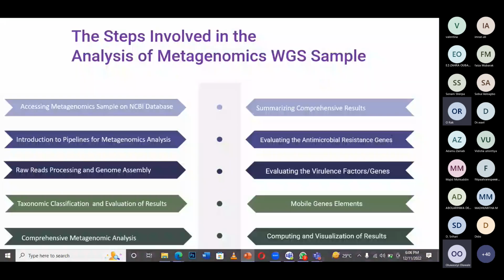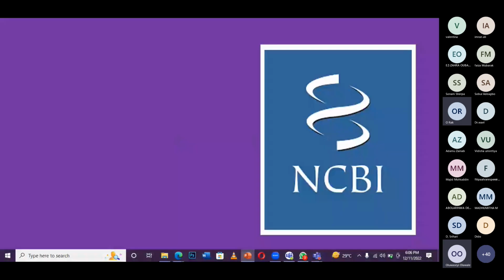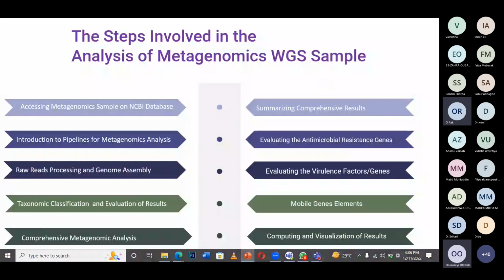such that you'll be able to do a wide range of study when it comes to a specific metagenomic sample, probably soil, maybe water, or anything you want to focus on. Now, these are the steps involved. We will be having a practical session, a hands-on practical workshop, which we are going to be introducing you to. In this practical training, we will cover all these steps.